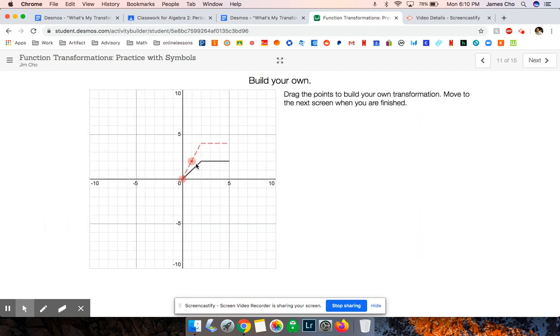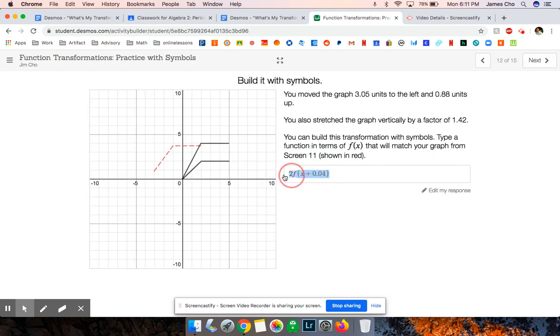Let's do another one. So let's say I do this. Okay, or yeah, let's just do that. All right, on the next slide, you'll see that my description changed. Now it says it stretched vertically by a factor of 1.42. So instead of a 2 here, I'm going to put 1.42, and it moved to the left 3.05 units and 0.88 units up. So now we have a 0.88 units up. So I'm going to put a 0.88 at the end. And then to show that it shifted left, I'm going to put plus x plus 3.05. And it should match exactly.